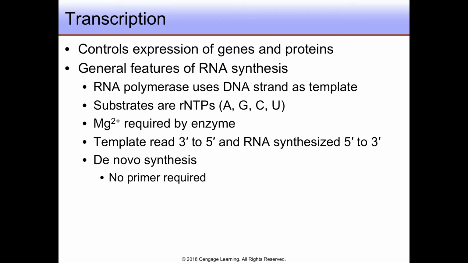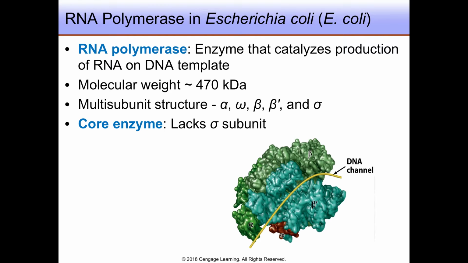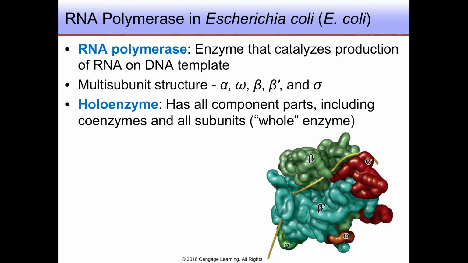A dissimilarity, however, is that RNA polymerases are capable of de novo synthesis. They do not require a primer. If we examine the core enzyme in E. coli, pictured below, we find that it is a multi-subunit complex, composed of subunits alpha, beta, beta prime, omega, and sigma. The core enzyme is responsible for the catalytic function and lacks the sigma factor. The combination of the core enzyme with the sigma factor constitutes the holoenzyme. It has all of the component parts.